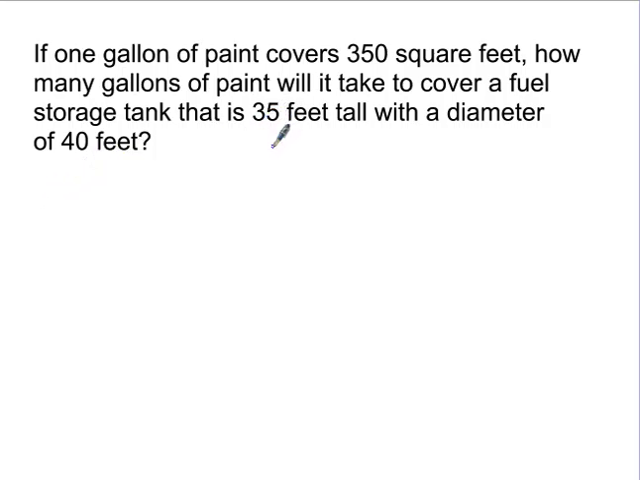So remember, since the question doesn't ask us specifically for the lateral area, we can use this formula, 2 pi RH plus 2 pi r squared. This is the lateral area, this is the area of the two bases. So what is the radius? Since we know the diameter is 40, the radius equals 20. And what number do we use for height? 35. So H equals 35.